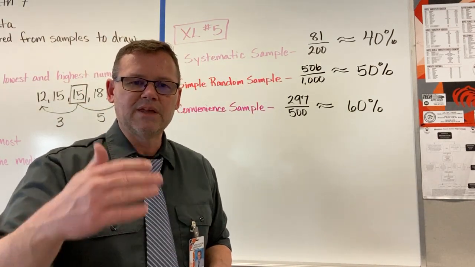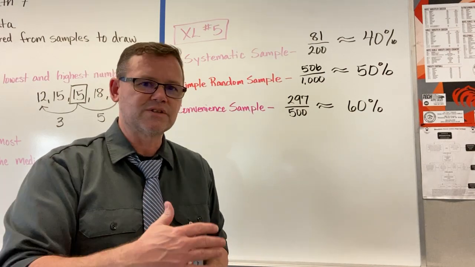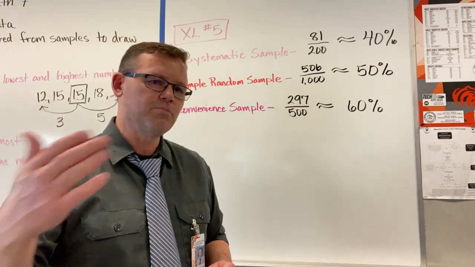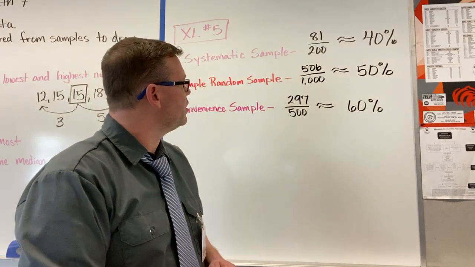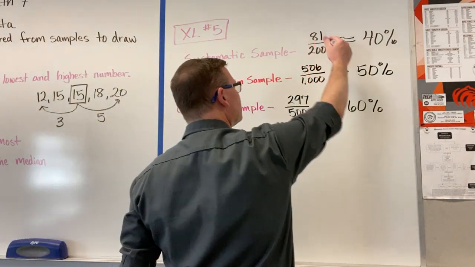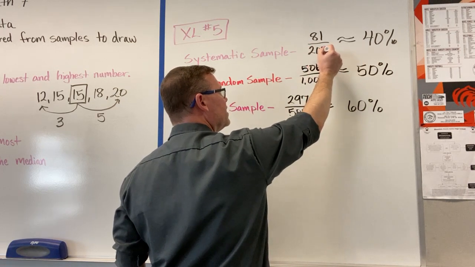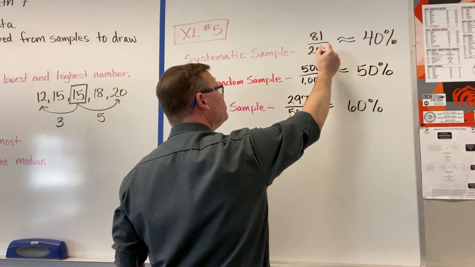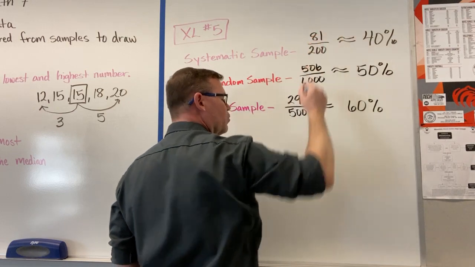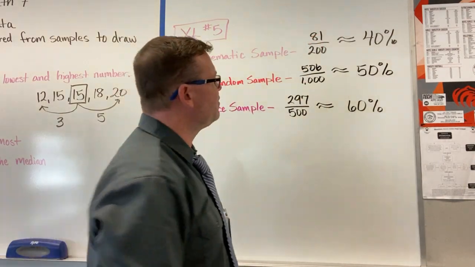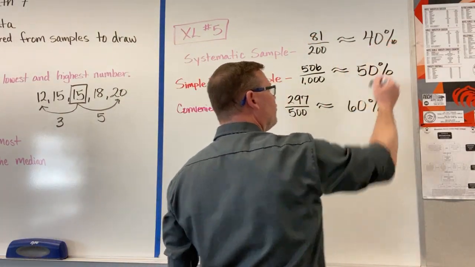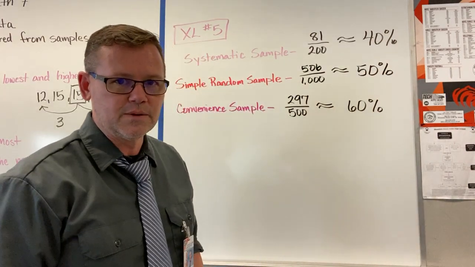And so it ends up being a little less biased because it doesn't matter who it is, you're going to poll every third person. In this poll, what this 81 over 200 means is that they polled 200 people based on that systematic sample, and 81 of them were happy with the business. They figured out that's approximately 40% of the customers.